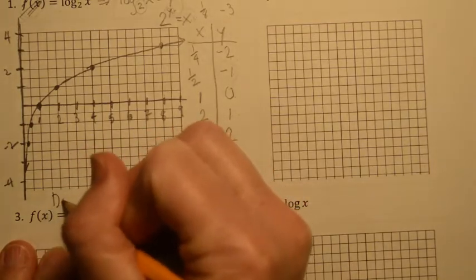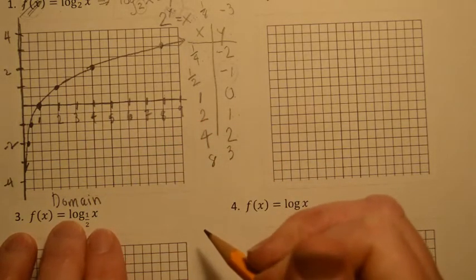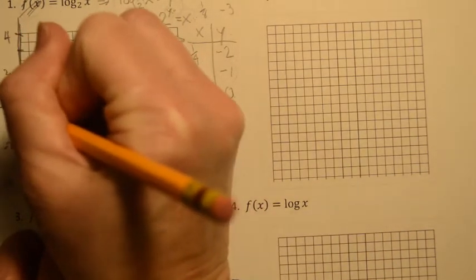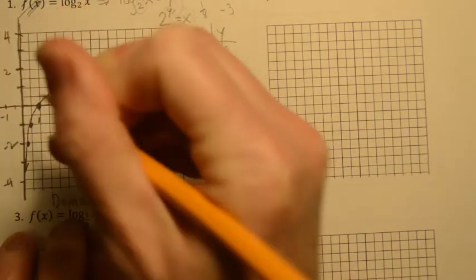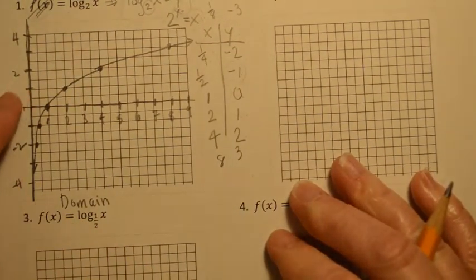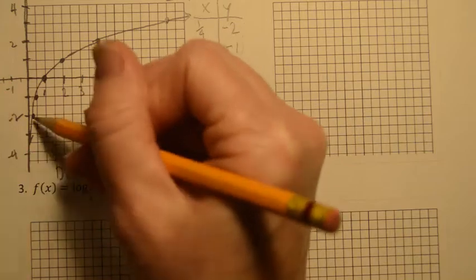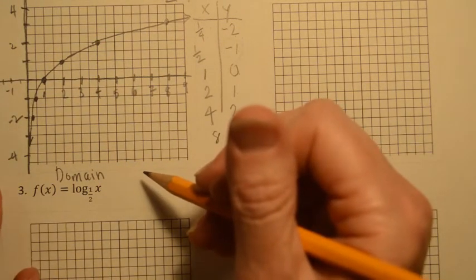All right, so I'm going to just squeeze them in here. Domain talks about what the x values look like. Again, I have nothing graphed over here, but we could continue this on like this, and it wouldn't matter because the graph is never going to show up here. Again, it's going to hug this y-axis right here and continue to get closer and closer to it, but never touch it and never cross it.